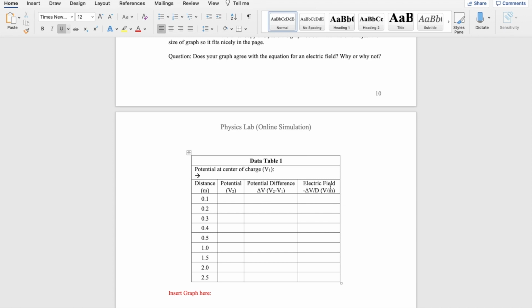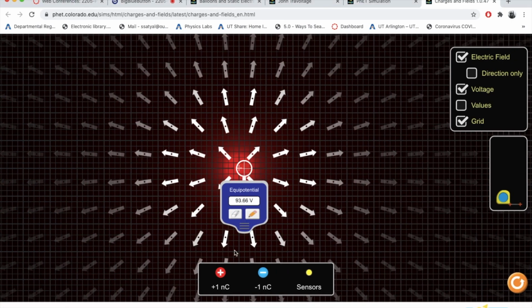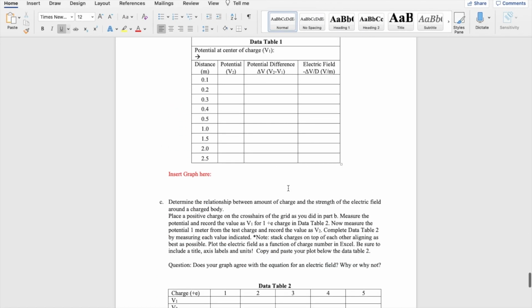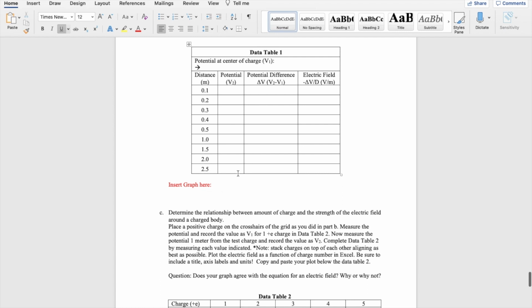Okay, here for the electric field, I'm leaving a negative sign there so that if you have negative potential, then those negative signs cancel and you get a positive electric field. So now you have varying electric field, varying potential difference for different values of distance for one nanocoulomb charge. And what I would like to do now is insert a graph here, meaning use an Excel file, and plot the electric field versus distance.